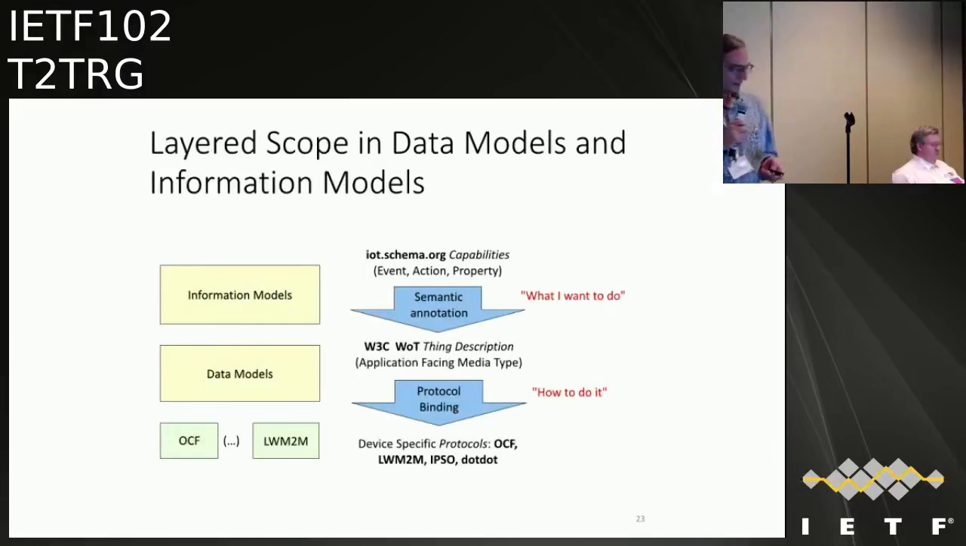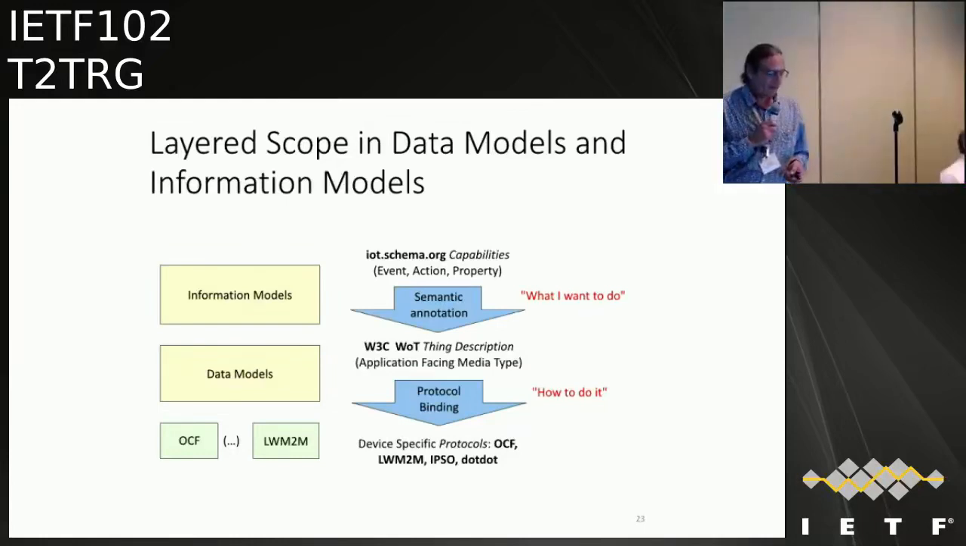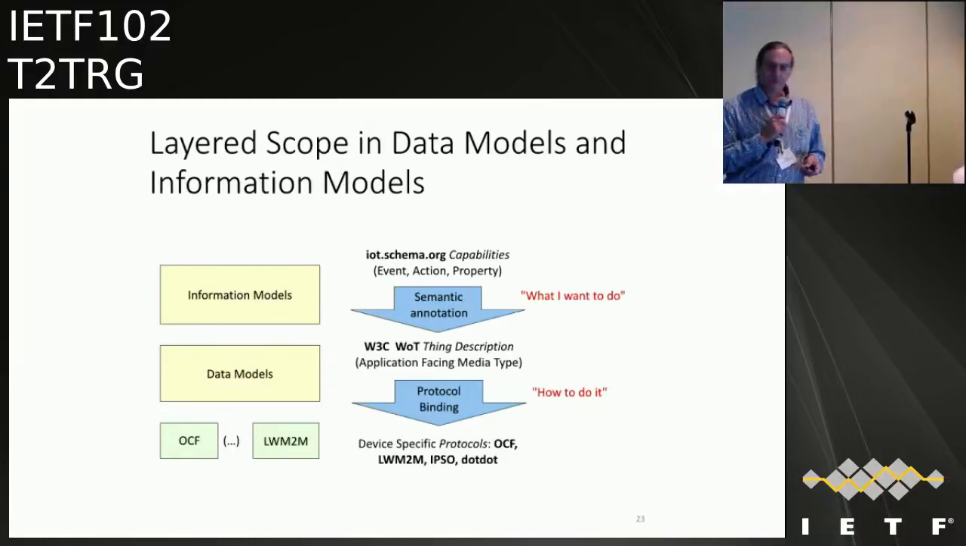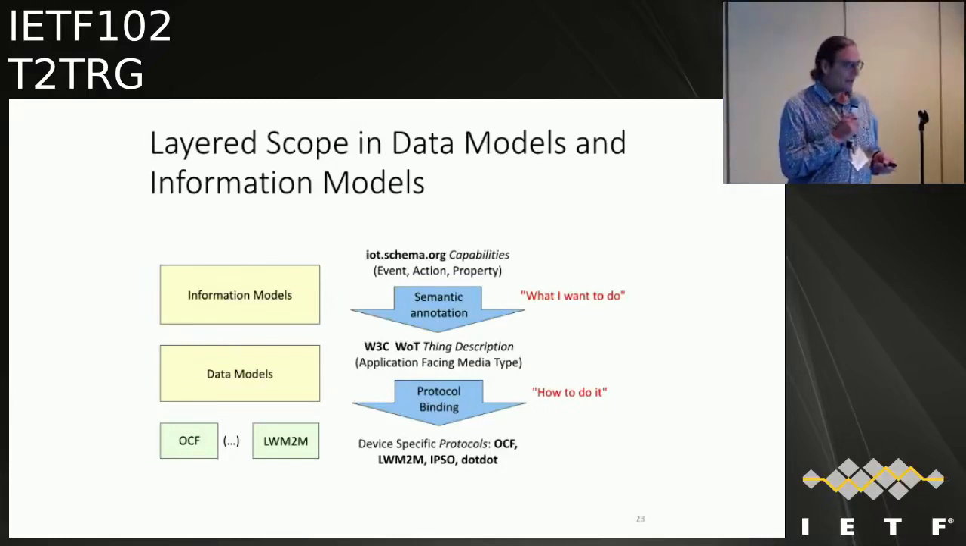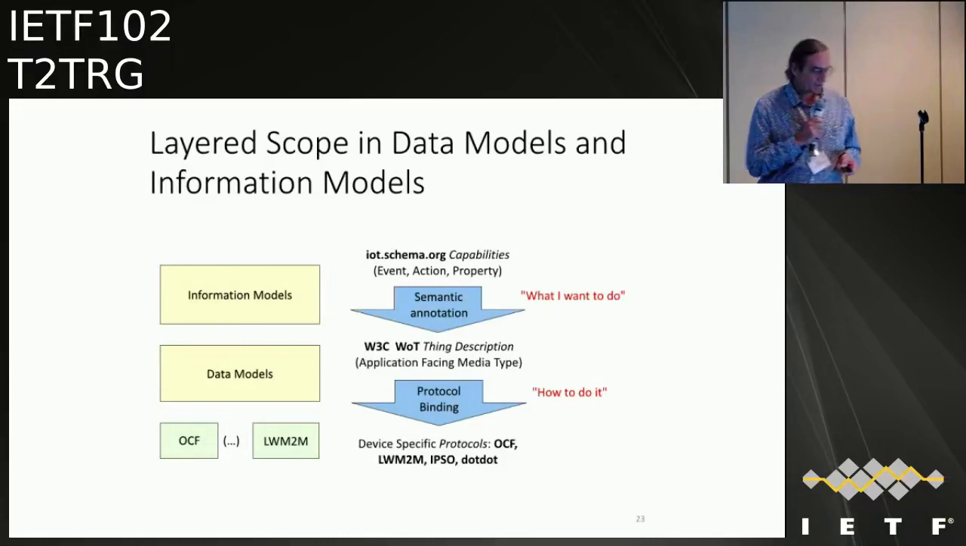And the way all those work together is essentially in the Thing Description, the semantic annotation and the interaction model lets you describe what you want to do in an abstract way. And then the protocol bindings describe how that's done in a concrete way. And those bind to specific device protocols like OCF and IPSO and, you know, et cetera, things that we might be seeing in the future.